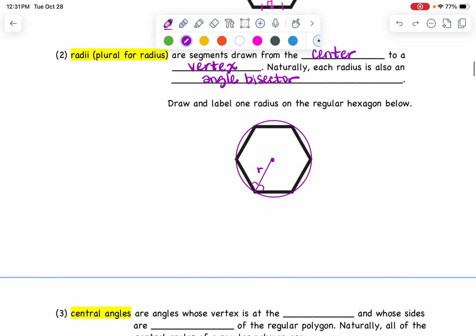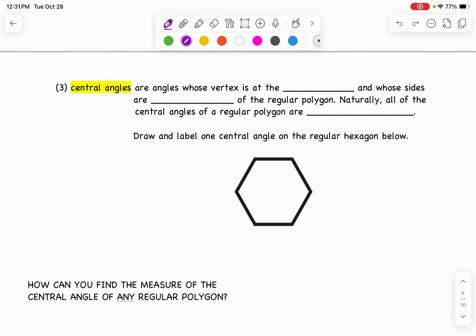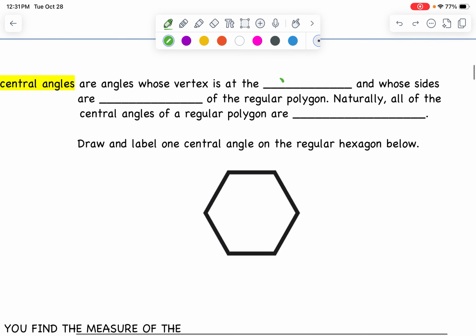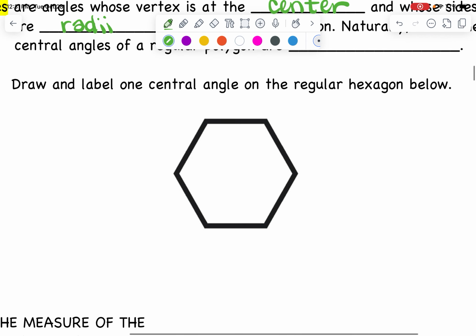All right, last one is a central angle. Okay, so a central angle is an angle whose vertex is at the center. Everything happens at the center. Whose sides of the angle are radii of the polygon. So if I identify the center, if I draw two consecutive radii, so that's a radius and that's a radius, right? Then I have created this angle right here, and that is a central angle.